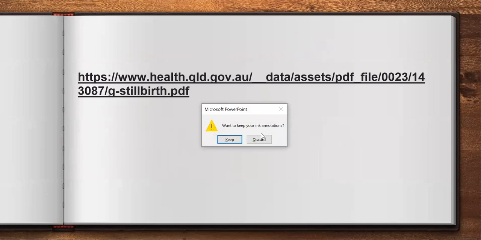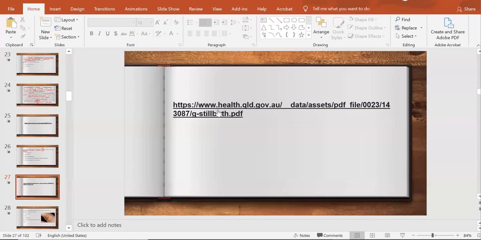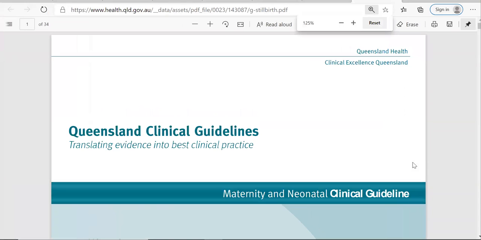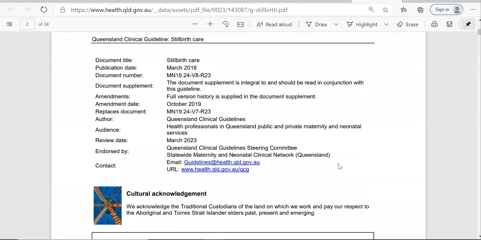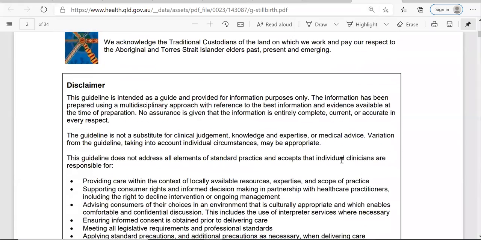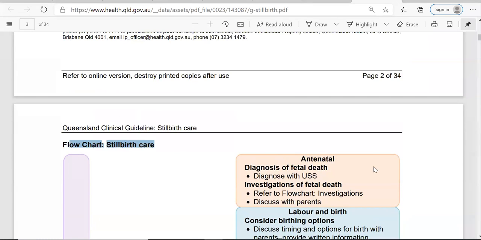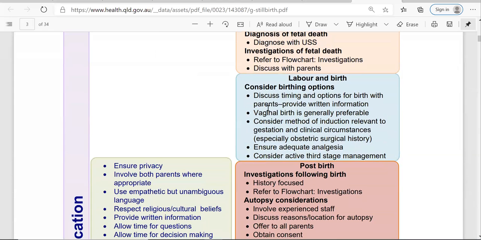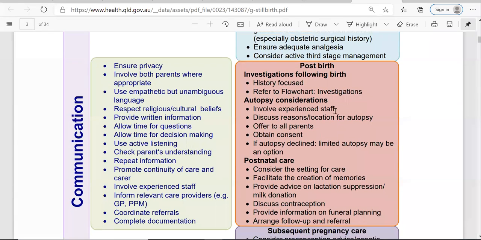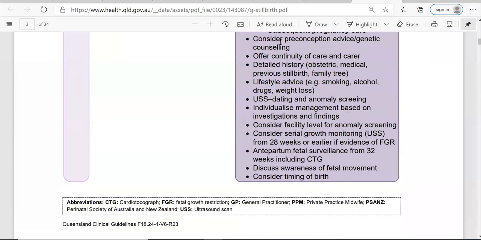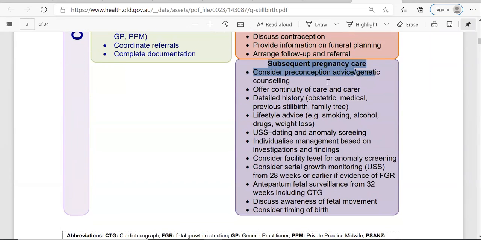So go to this guideline. This is your Queensland guideline for stillbirth. This is the flow chart of stillbirth care. Antenatal, then what you need to do during labor and birth, and what you want to do for subsequent pregnancy care. This is our question. So any of these options can be there in your exam. So you need to remember that.